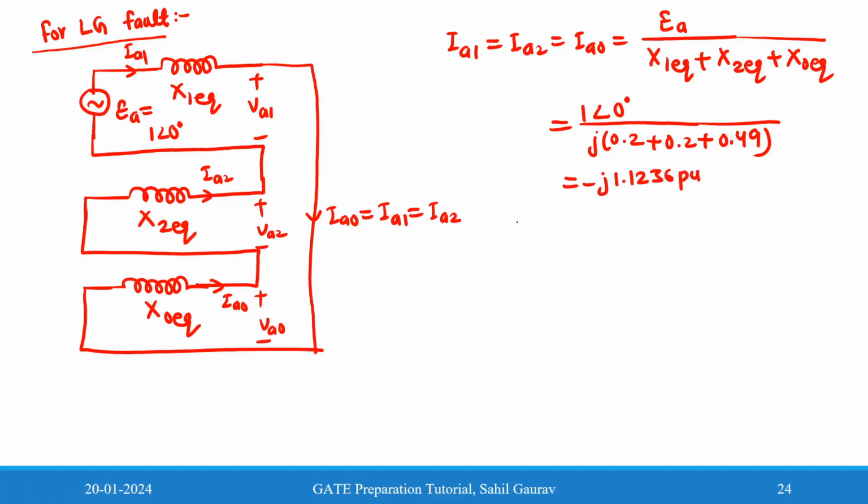So fault current is, therefore, 3 times of sequence currents. So 3 IA1. So it is minus J of 3.3708 per unit.